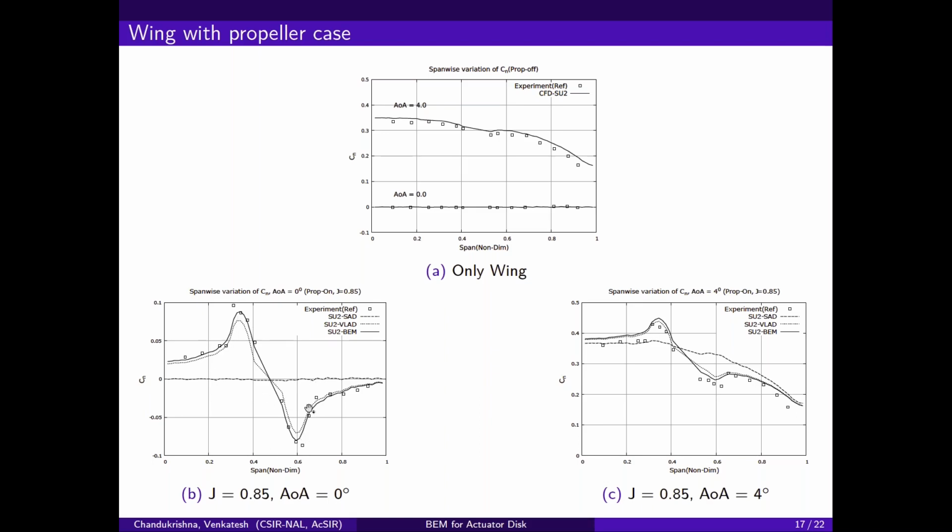We can see an increase and decrease in lift with the use of VLAD and BEM. And BEM is closer to the experimental results, as it takes the installation effects into account, because the wing is there downstream of the propeller. It accounts for the variation, and a similar observation is made at angle of attack 4.